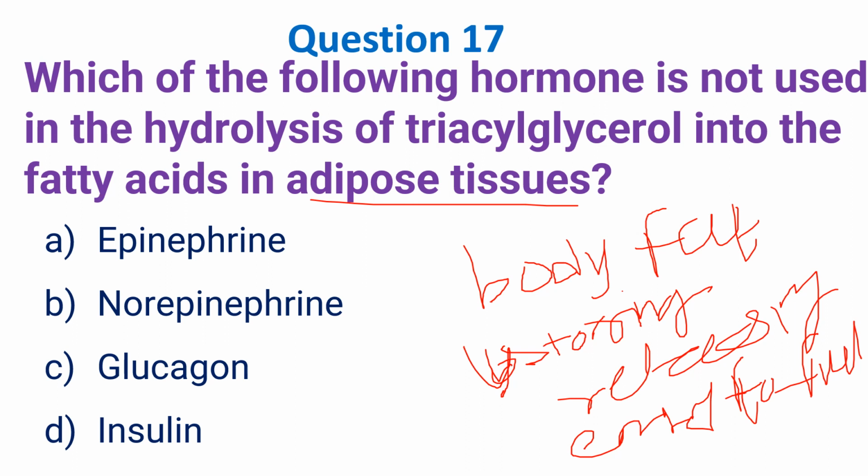The options are epinephrine, norepinephrine, glucagon, and D. Insulin. A, B, and C are hormones which are used in hydrolysis of triglyceride into fatty acids in adipose tissue. Only insulin is not. Hormones are used in hydrolysis of triglyceride into fatty acids. The correct option is D. Insulin.